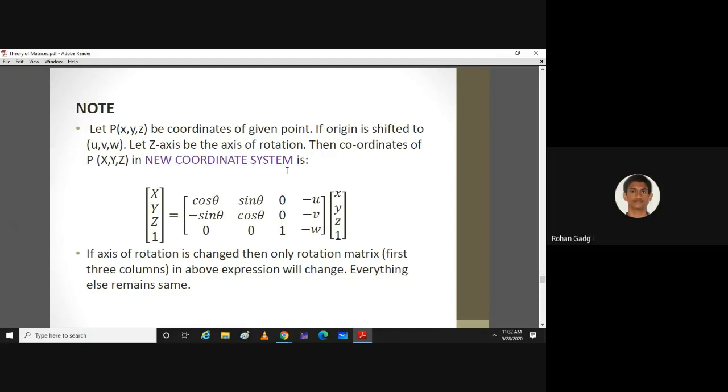Okay, sir, so that the multiplication of matrix is possible, the dimensions must match. Then and only then this multiplication is possible.